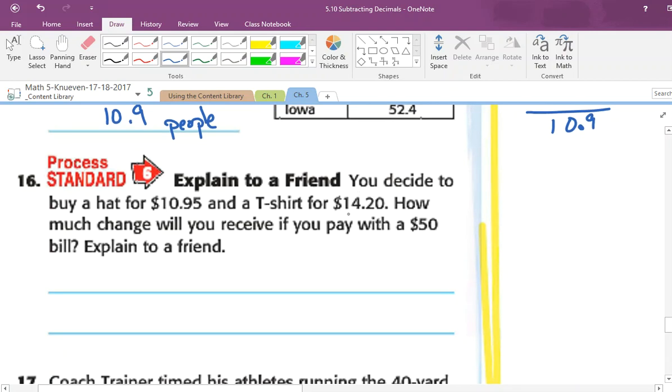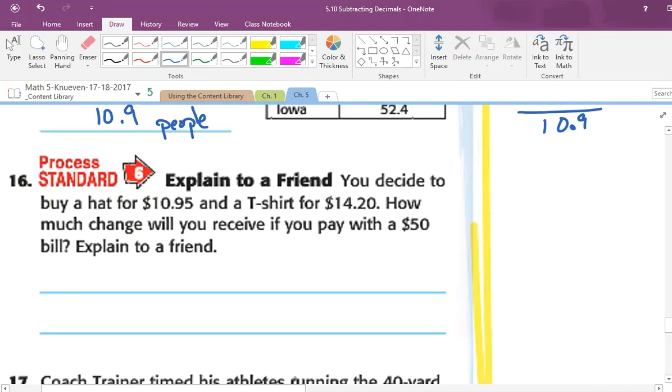Alright, now you decide to buy a hat. I hope it's a nice hat for $10.95 and a t-shirt. Hopefully that one's a nice one too for $14.20. How much change will you receive if you pay with a $50 bill? So hopefully you can mentally think through this, but we're going to think, I first need to add up the prices that I am paying. So I'm buying a hat for $10.95 and a shirt for $14.20. So initially we need to be thinking, what is it going to cost? So we need to add these up first.